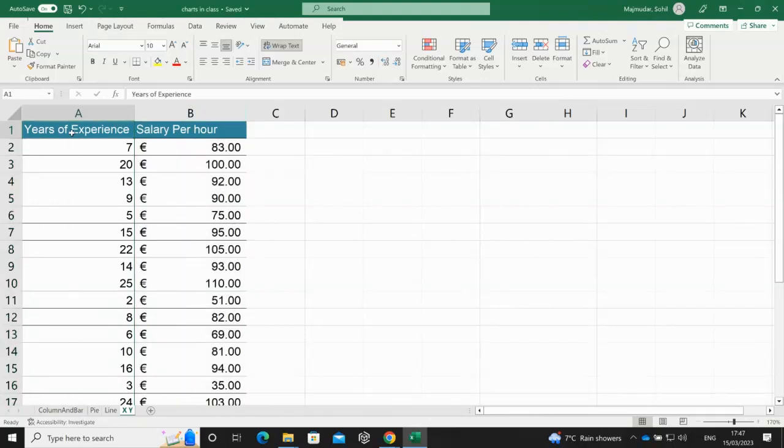So when a question like this comes, when you want to check the relationship between two variables, you will have to use the XY scatter plot. So just make a note. When the question is to find the relationship between two variables, you will have to use the XY scatter plot.